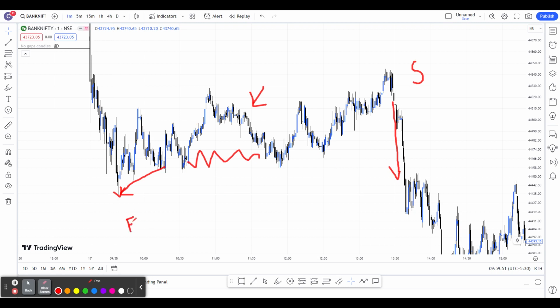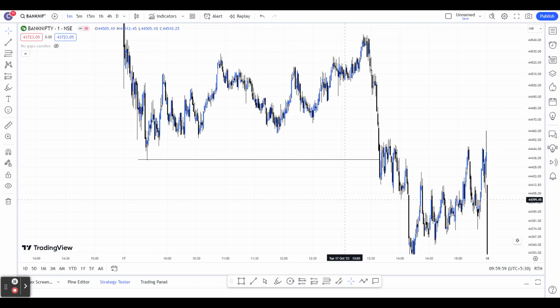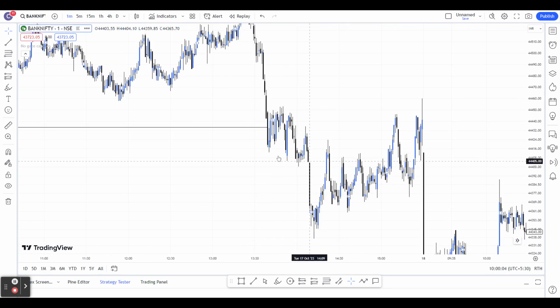fair value gap is now going to become liquidity. Okay. So here we are very clear to push market to the downside. Now let's see the structure here. Okay, market pushes down from this level. Okay, now we clarify that market is going to take liquidity.